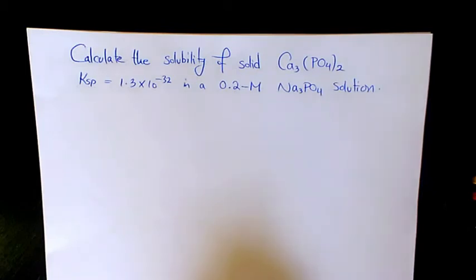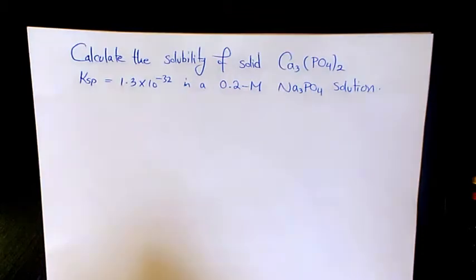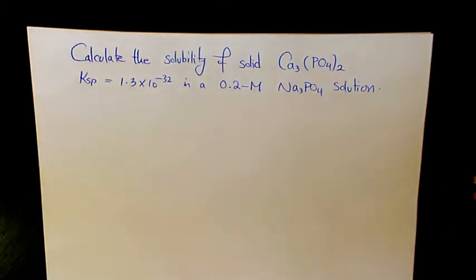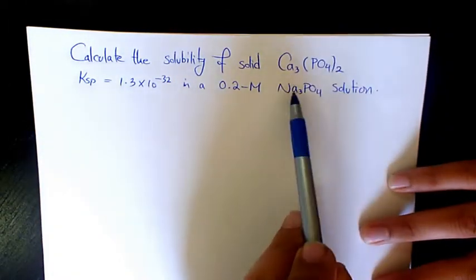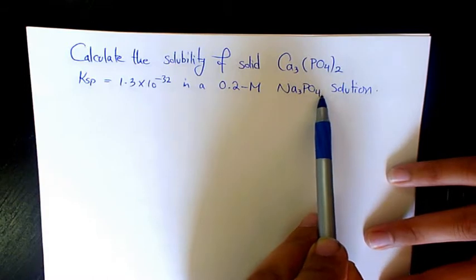Welcome to another video. In this video I want to talk about solubility and KSP values. I have 4 questions in this video. The first one is: calculate the solubility of solid Ca3(PO4)2, KSP 1.3 times 10 to the power of negative 32, in a 0.2 molar solution of Na3PO4. So the first one is Ca3(PO4)2, calcium phosphate, and this one is sodium phosphate.